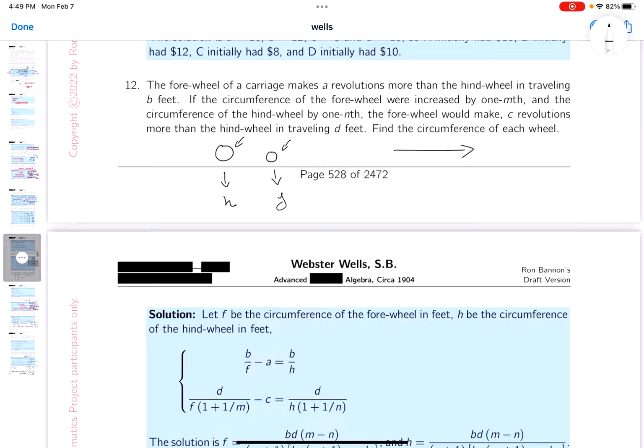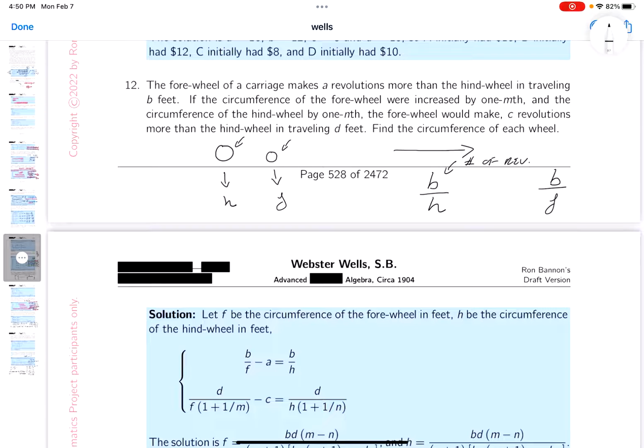Well, the hind wheel would make, if it goes forward by B feet, I'd have to take the B and divide it by H. All right? So for example, let's say B were H feet. Well, H divided by H would be 1 revolution. If the B were 2H, that would be 2 revolutions, so forth and so on. So this over here represents the number of revolutions, number of revs. All right, now let's talk about the front wheel. It goes B feet, and we're dividing by the circumference of that.